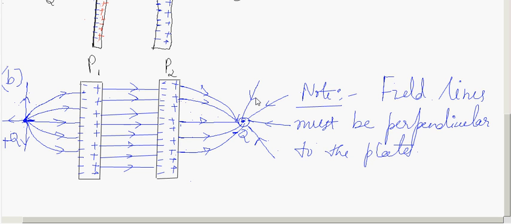Remember, field lines must be perpendicular to the plates, and equidistant field lines exist between the two plates because a uniform field is set up between the plates.